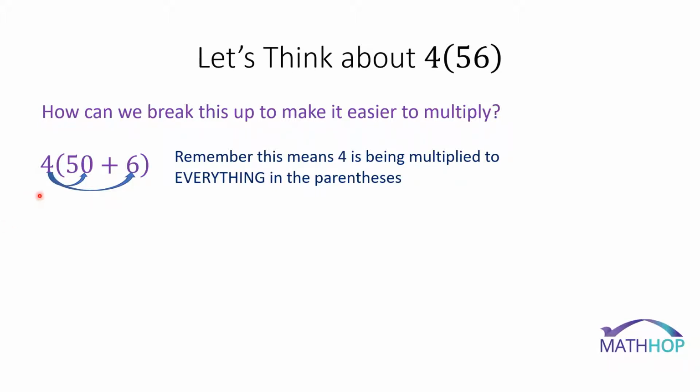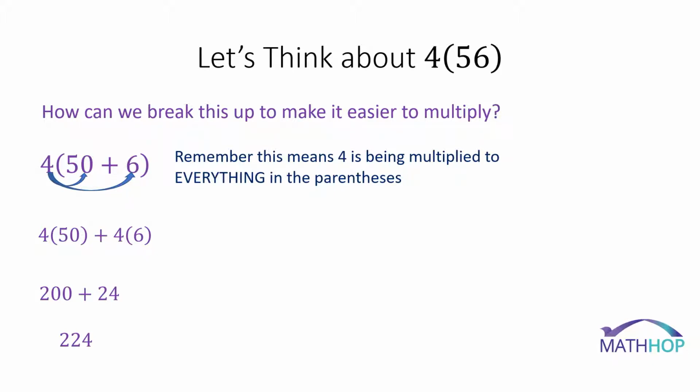And how is this easier? Well, we now see that the product of 4 and 56 is the same as saying the product of 4 times 50 plus the product of 4 times 6. 4 times 5 is 20, so that makes 4 times 50 pretty easy to do, and we should already know 4 times 6. So we get 200 plus 24. The product of 4 and 56 is 224.